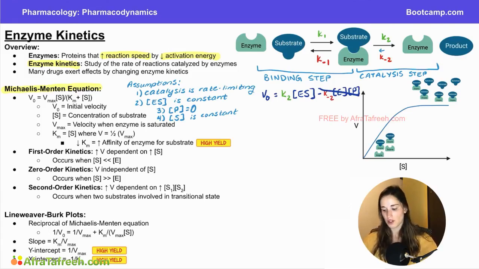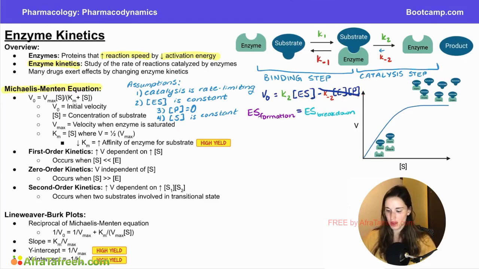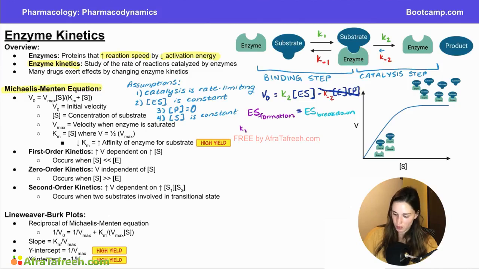So we need to rearrange the enzyme substrate complex in terms of things we can actually measure. We can do this using assumption number 2, which states that the enzyme substrate complex concentration is constant because its formation and its breakdown are equal. So let's take a look at the things that are contributing to enzyme substrate formation. That's going to be the forward reaction of the enzyme and substrate forming the enzyme substrate complex, which is going to be the rate constant K1 multiplied by the concentration of the enzyme and the concentration of the substrate.